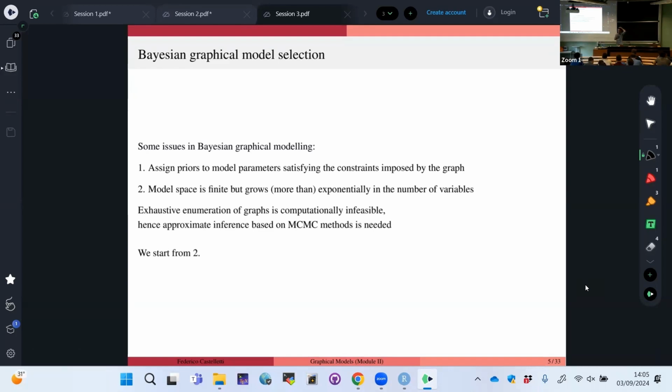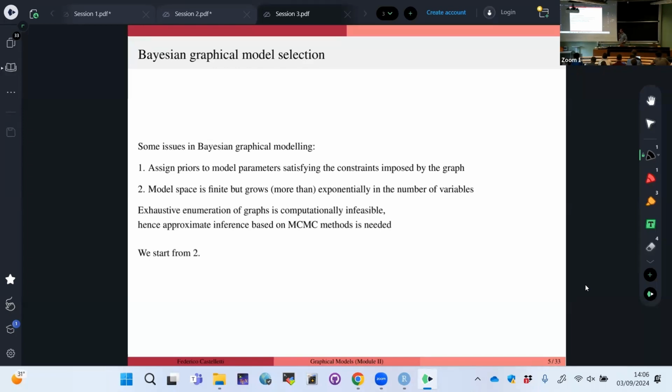imposed by the graph. So for example, the 0 entries in the precision matrix or the 0 entries in the matrix of regression coefficients for DAGs. The second issue instead is related to the space of graphs that we would like to explore, to search over using some kind of Markov chain Monte Carlo approach in the Bayesian context, which grows exponentially in the number of variables. So both for the case of DAGs or undirected graphs, we cannot do an exhaustive enumeration of all graphs. This is unfeasible. So we need to approximate the posterior over the space of graphs.